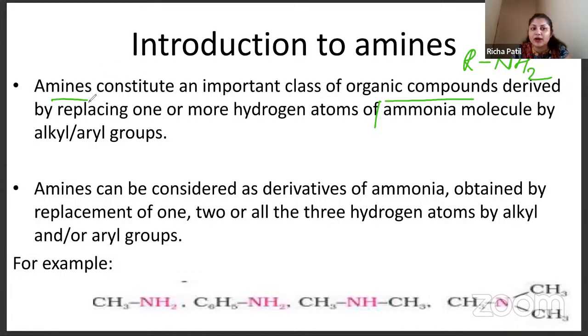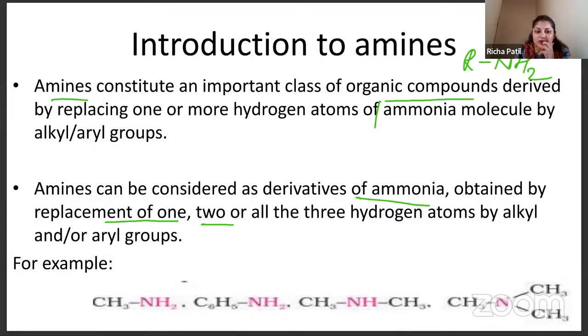So these amines can be considered as what? They are considered as derivatives of ammonia. How are they obtained? They are obtained by replacement of one, two, or all three hydrogen atoms by an alkyl or an aryl group. Okay, so these are the examples of amines.